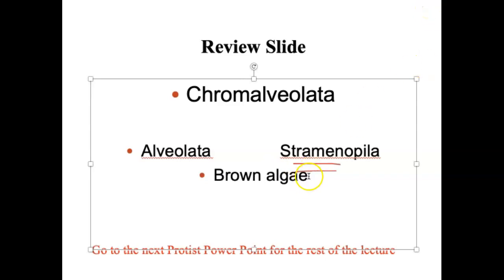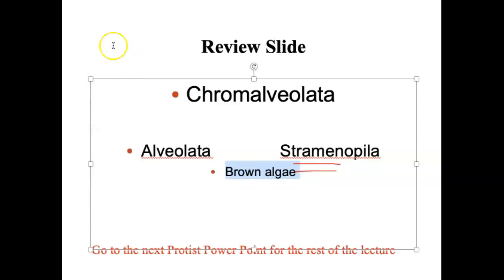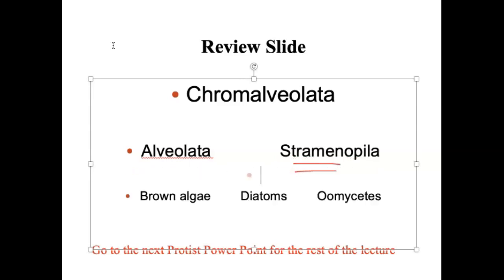We're going to have the brown algae. Let me change font. Okay, so we got brown algae. We have the diatoms. And we have this weird, crazy group called the oomycetes. Okay, so those are the three categories within straminopilla that we're going to start discussing here.